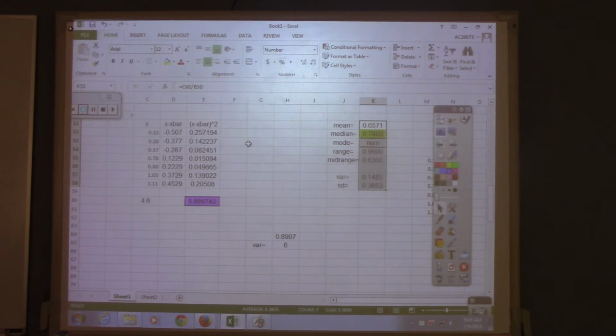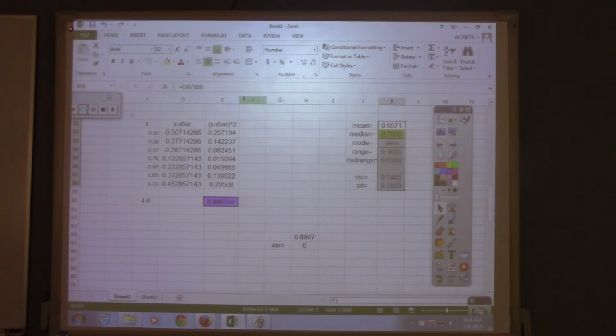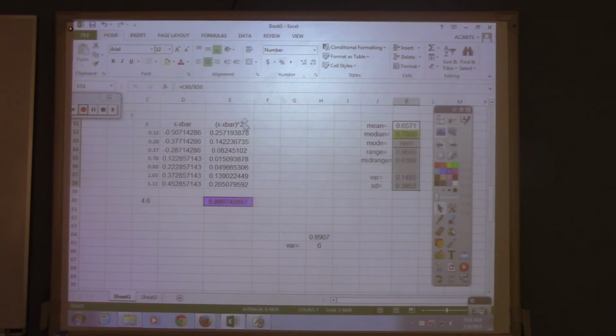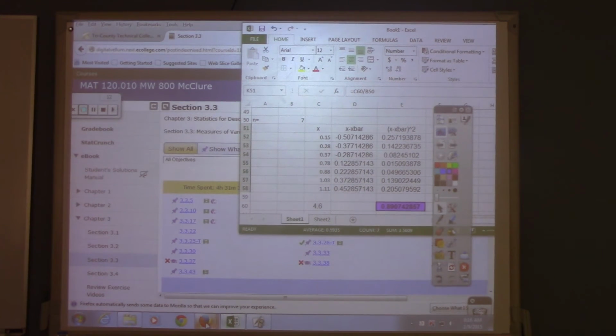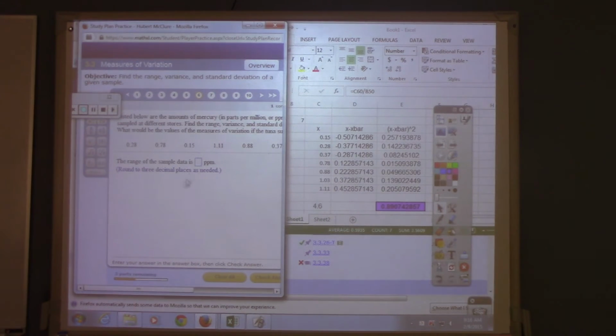$630 from what it looks like, unless they want. Hold on, let me make sure. Let me carry these out to 5 or 6 digits. Should be 0.630. That's your mid-range. What's my range? 0.960.